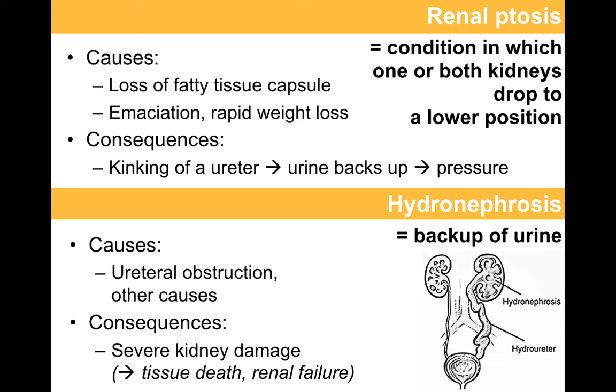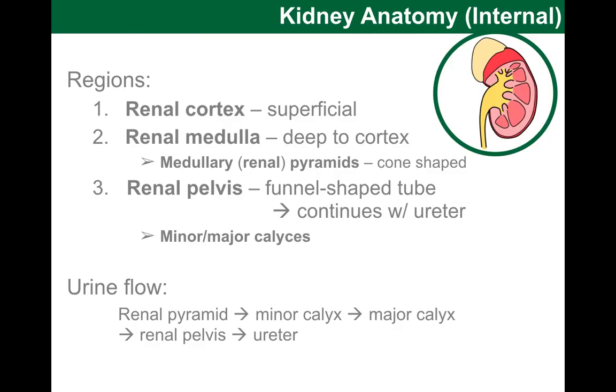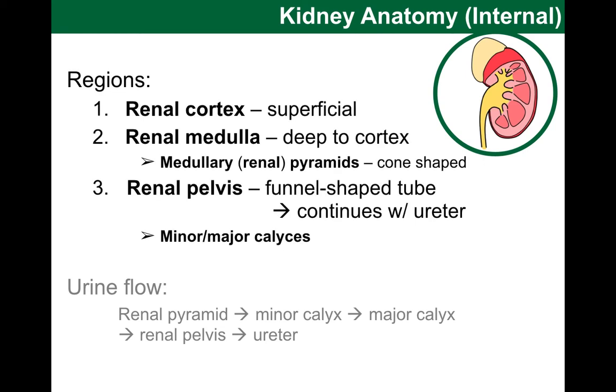Now, let's look at the internal anatomy of the kidneys. There are three main regions that we want to note. Cortex is the granular appearing superficial region. Medulla then is deep to this and composed of cone-shaped medullary pyramids. These are sometimes also called renal pyramids, so don't let that confuse you if you see these terms being used interchangeably.